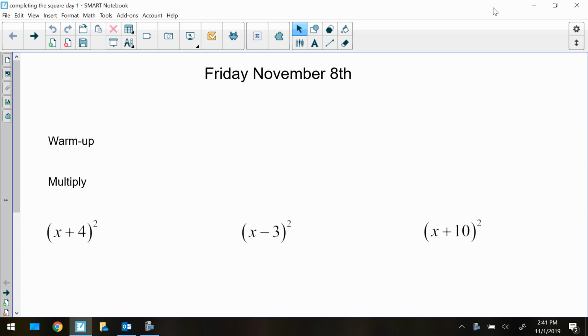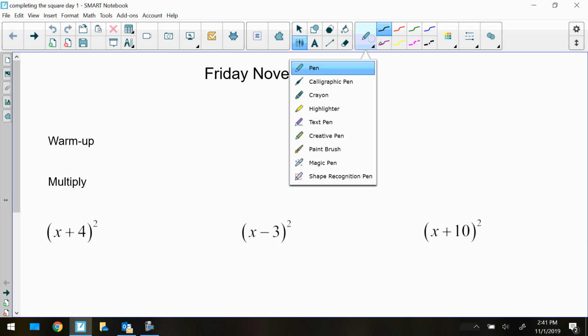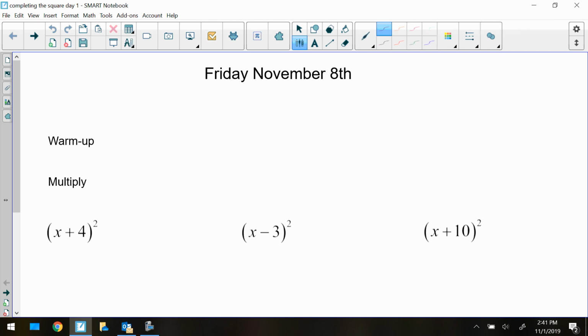Before we get into it, since part of it has to deal with these kinds of problems right here, I just want to review them a little bit. We talked last week about how to multiply these fairly quickly. If you remember, a lot of kids always forget that OI term. So if I just look at this first one, if I want to multiply these out or expand them so they don't have the square to them, I would have x squared and the 16.